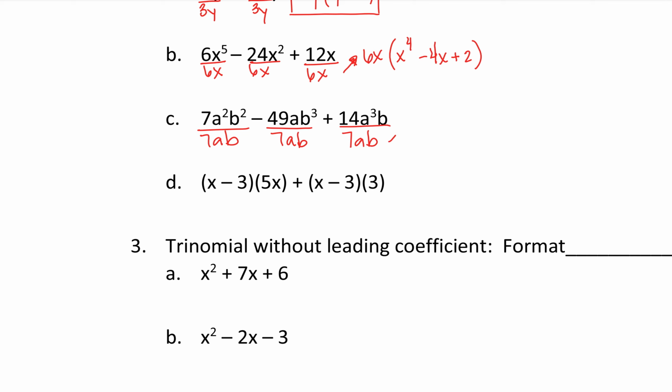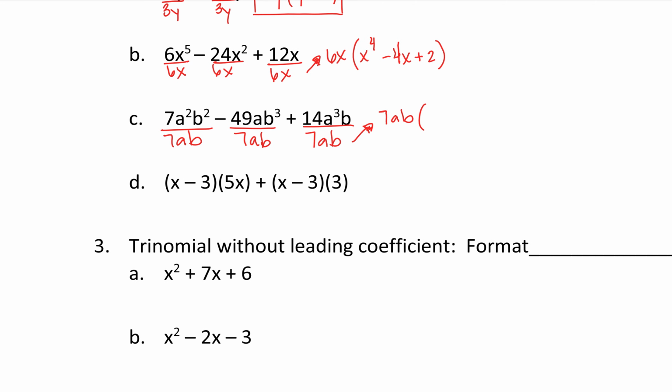And then I'm going to take that, what I pull out, and move it to the front. And now I'm going to do my division. So a squared, b squared divided by ab is just going to be ab left over.